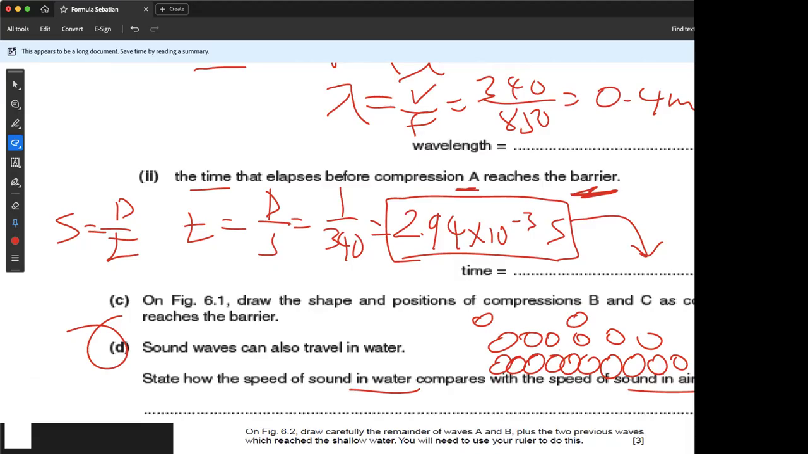Good. For those who said faster, I'm actually quite glad that you all did not follow the herd mentality because it started with slow. So it's supposed to be faster. Water would be faster, solid would be the fastest.